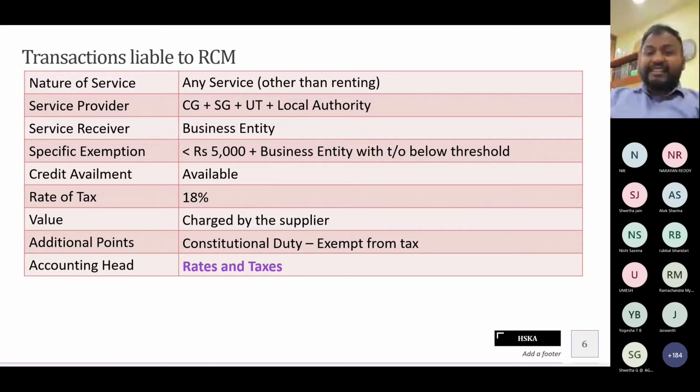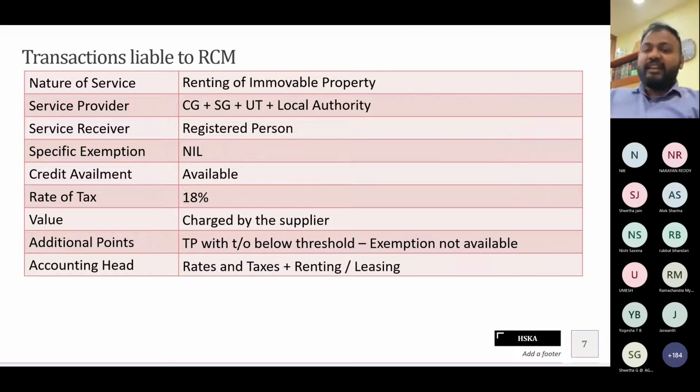Now, where do you find these expenses? If we don't know where to debit an expenditure, we'll debit it to rates and taxes. So all the government fee will be sitting in rates and taxes.